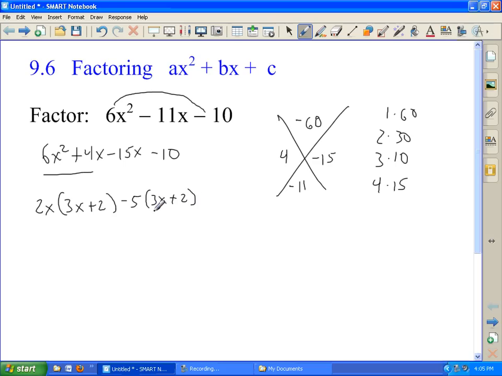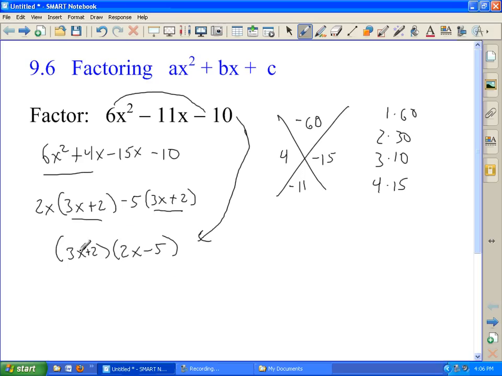If all goes well, this factor here should be identical to this factor here. If they are not identical, you can't factor that by grouping. So go back and check, especially right here, if that doesn't look the same as that. But this does, so the 3x plus 2, that's one of our factors. And when I factor the 3x plus 2 out, what's left is this 2x minus 5. That is your other factor. And now you have successfully factored 6x squared minus 11x minus 10. That's the same thing as 3x plus 2 times 2x minus 5.